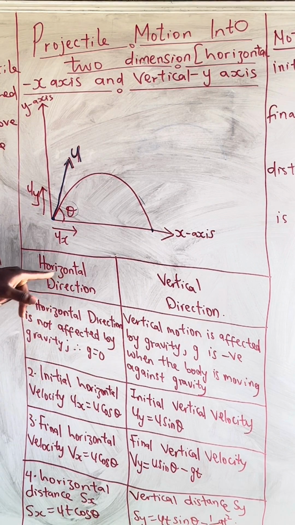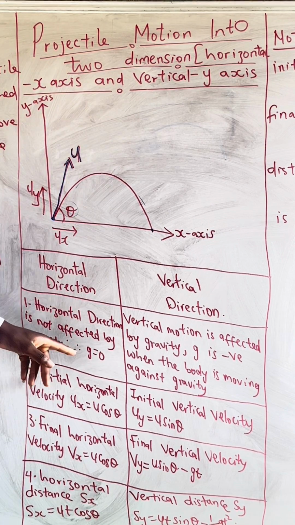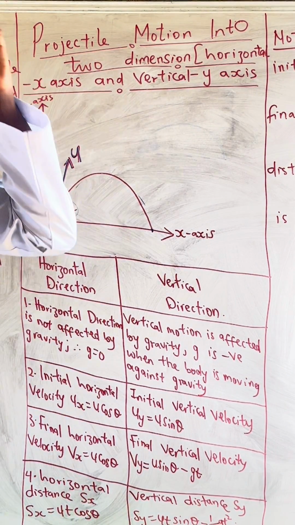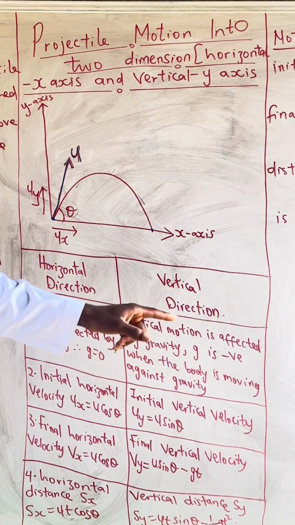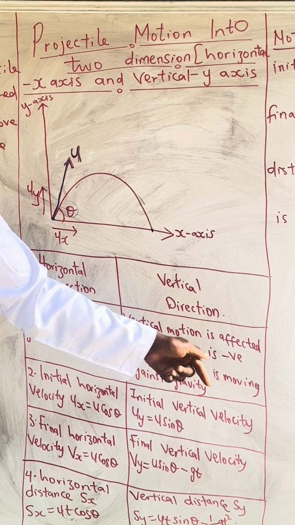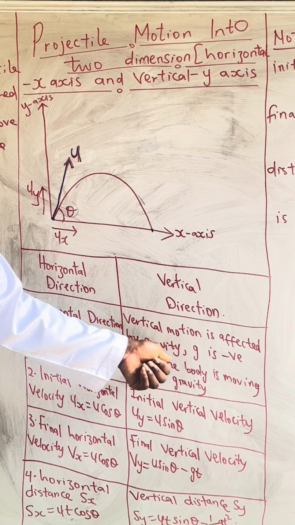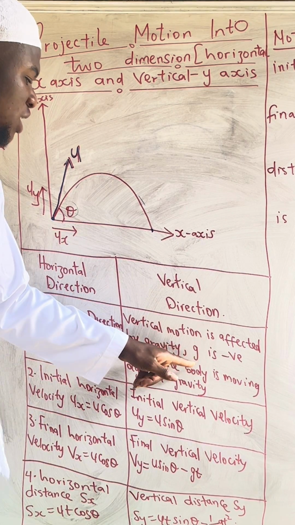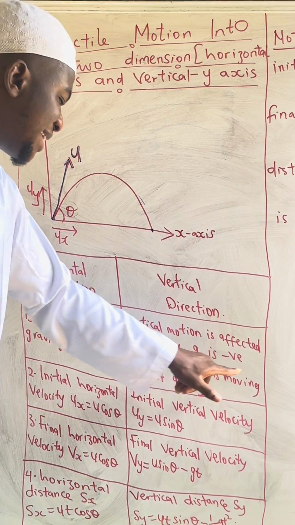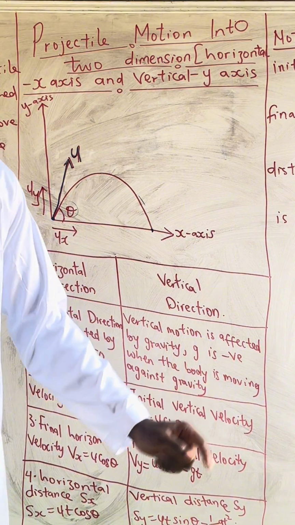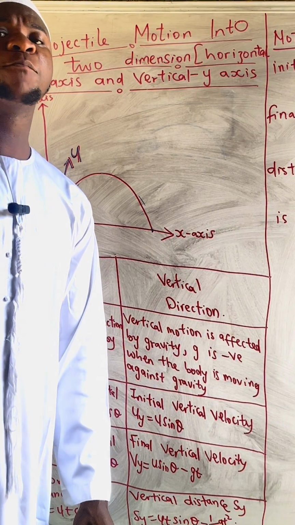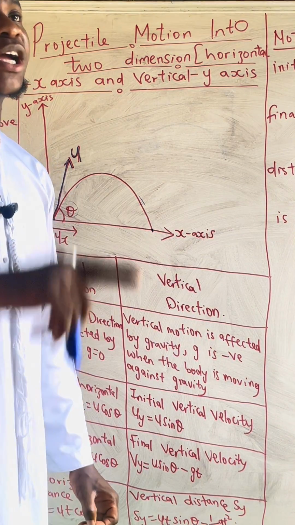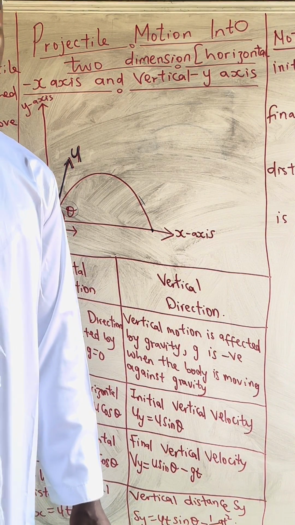So that is why for the horizontal direction of a projectile body, the acceleration due to gravity g would be 0. But the vertical motion will be affected by gravity. So the acceleration due to gravity g will be negative when the body is moving against the gravity. So guys, let me put this to you. When will an object be moving against the gravity? Is it when it is going up or when it is coming down?